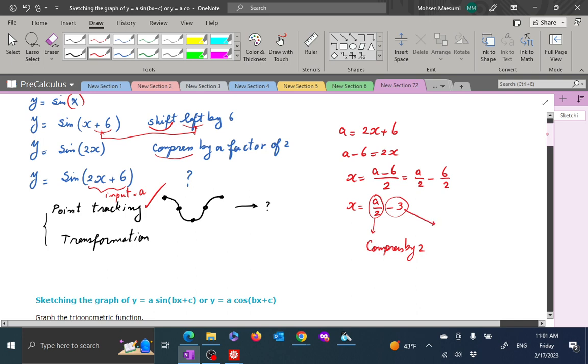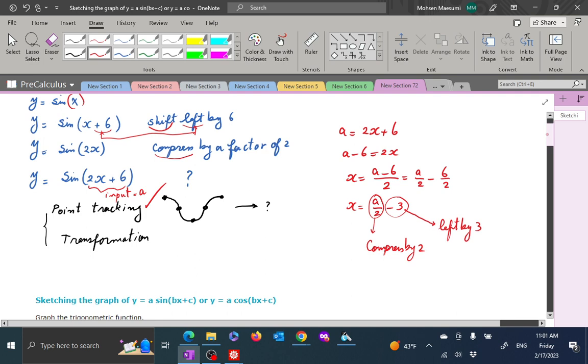So there's no need to change anything. This means left by 3. So now it conforms to your intuition. You don't need to change it. Division means shortening or compressing. So compressed by a factor of 2 and then left by 3.